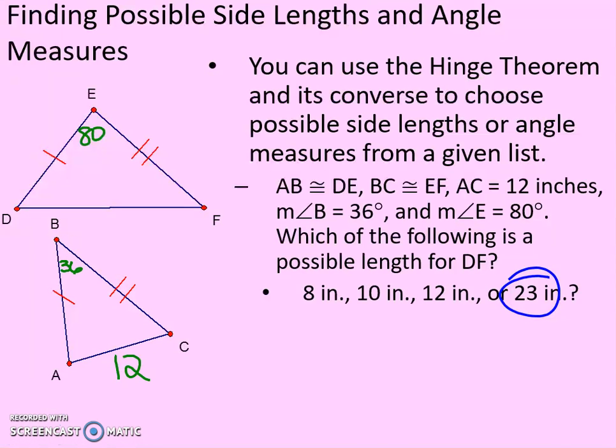Which one is the possible length for DF? So you have to pick 8 or 10 or 12 or 23 inches. I'm going to pick 23 because this angle is bigger than 36. So you have to pick a length that is bigger than 12, which is here, 23. So you cannot pick 12 because that's equal. You cannot pick 10, that's smaller. You cannot pick 8. We're talking about this side right here. The angle's bigger. So you have to pick a measurement that is bigger than 12, which is 23. Make sense? So that is the hinge theorem.